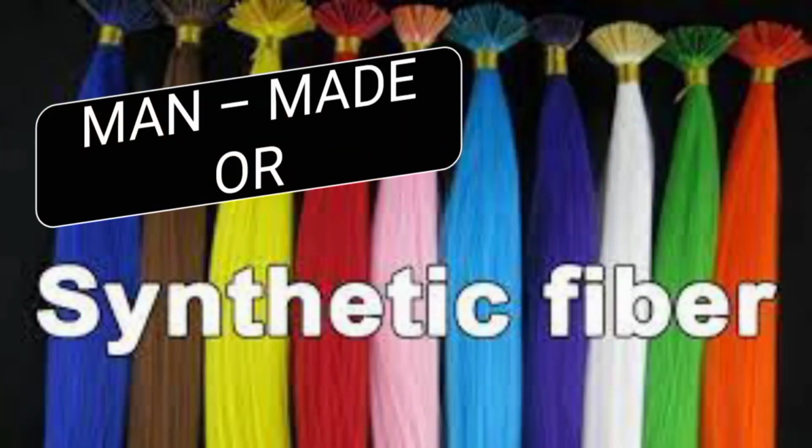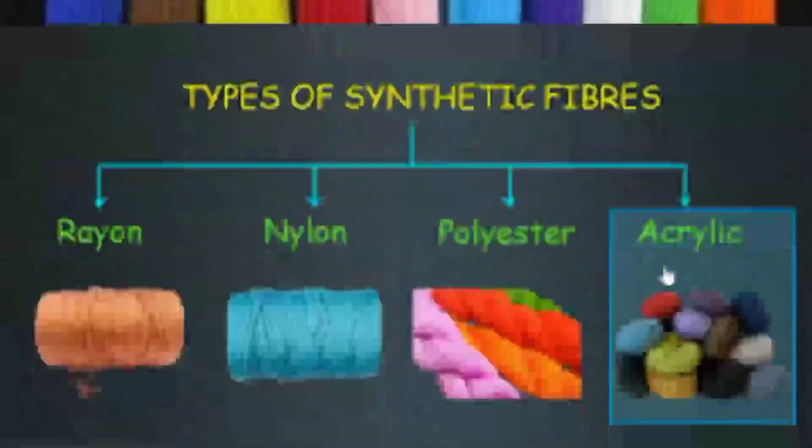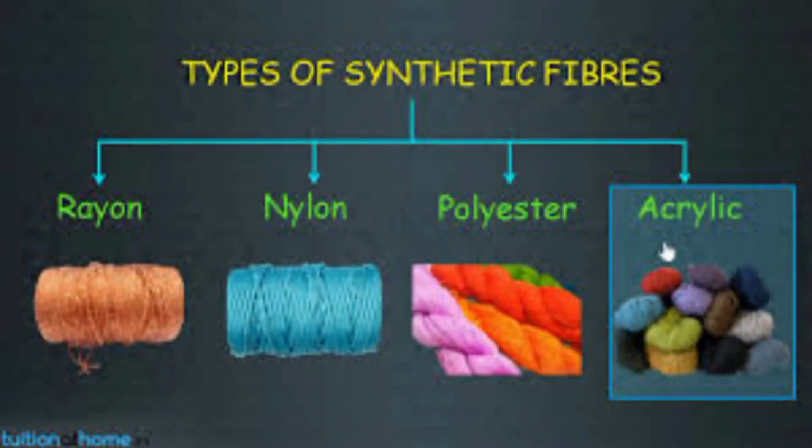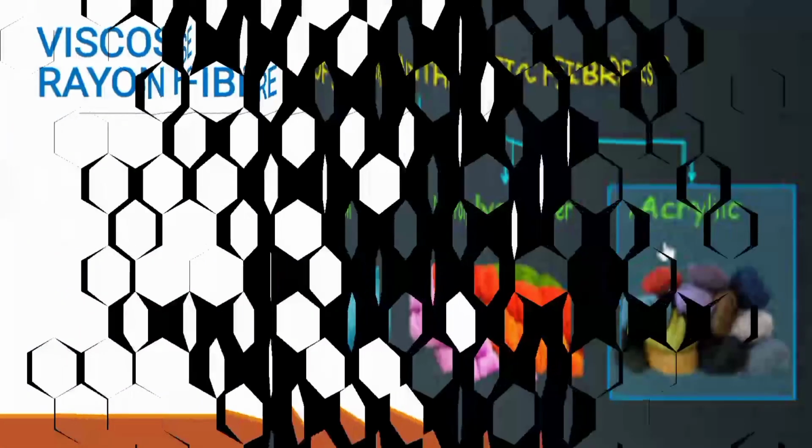And that will bring us to man-made or synthetic fibers, or you can also call them artificial fibers. We have types of synthetic fibers. We have rayon, which is cellulose based. We have the acetate, which is cellulose based. We have the nylon, we have the polyester, we have the acrylic, which are non-cellulose based fibers. Now let's discuss each of them.